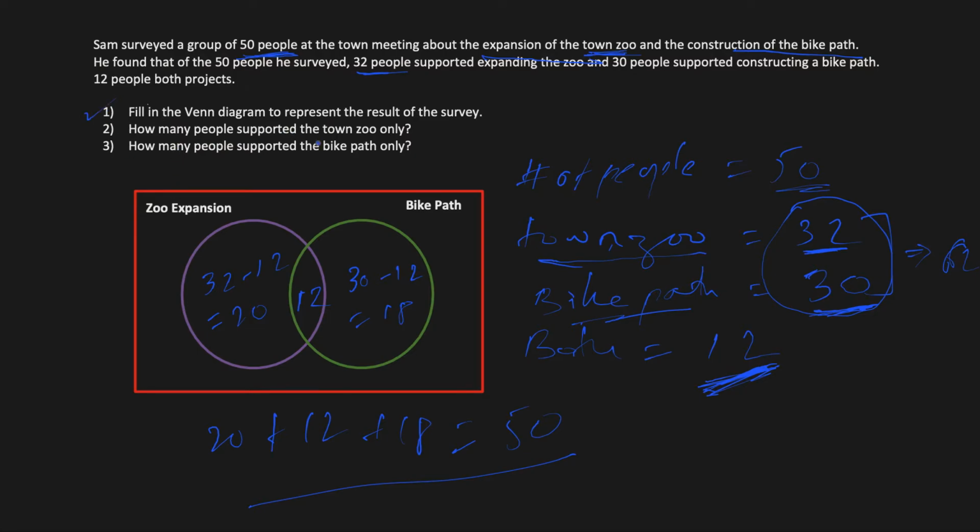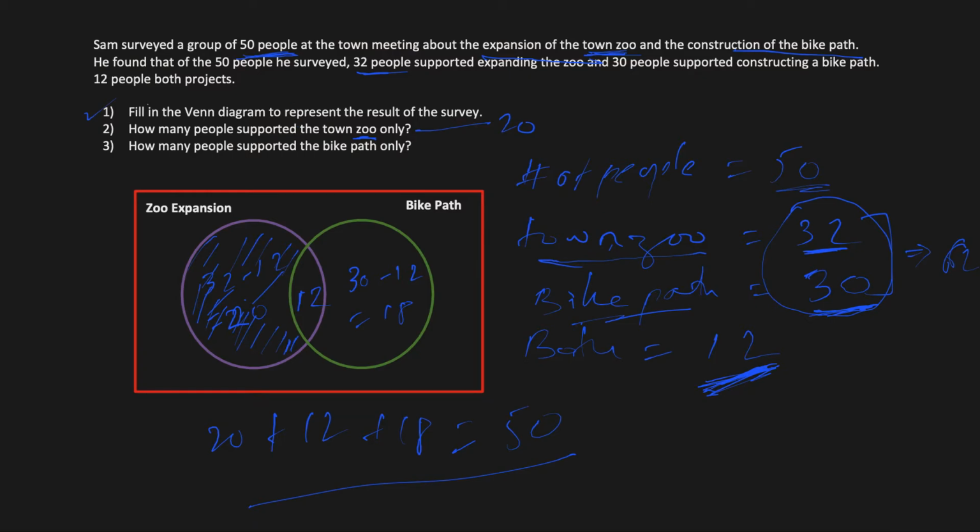Second is how many people supported the town zoo only. The town zoo expansion, I mean. So for this, we'll only look at this part of this purple circle and not the center one, because it's asking for only supported town zoo. So we know that it's 20. So this is 20.